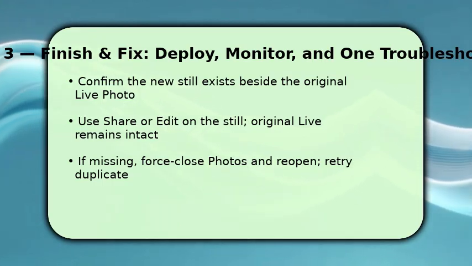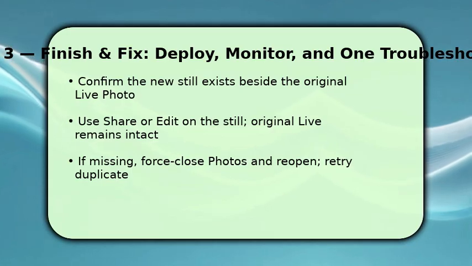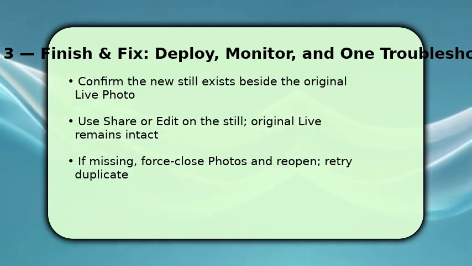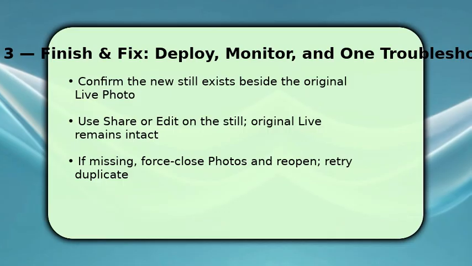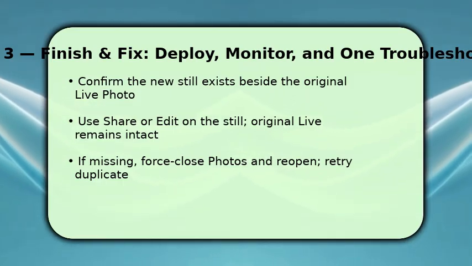If the duplicate didn't appear, force close Photos and reopen, then retry the duplicate as still photo flow. Sometimes the library needs a refresh. That single troubleshooting tip solves most hiccups. Retrying preserves both versions.